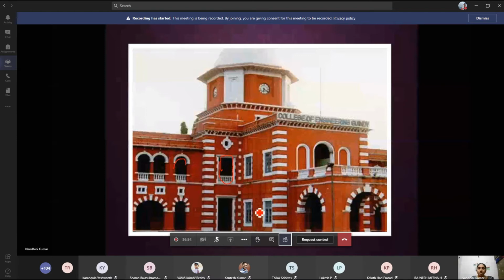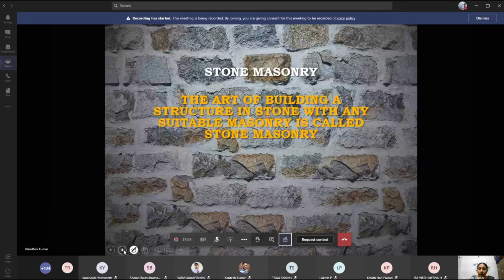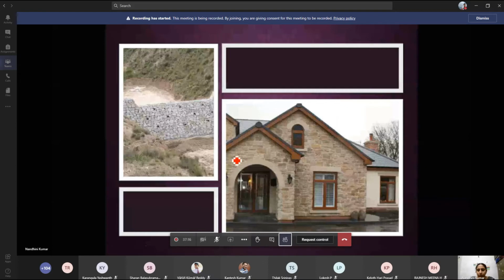And this is stone masonry. The art of building a structure in stone with any suitable masonry is called stone masonry. You have seen this type in most of the compound walls over the beach sides, near the coastal areas, and in the hilly regions. Even the entire house is built of stone masonry.